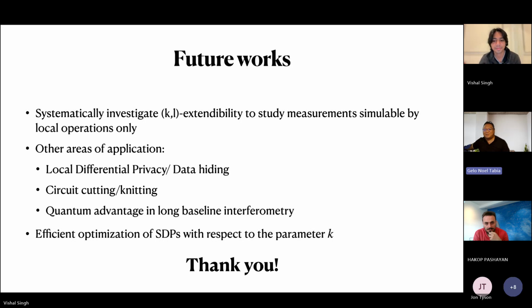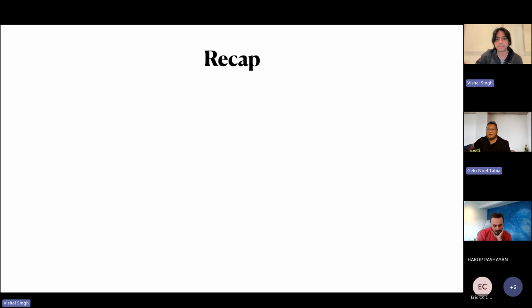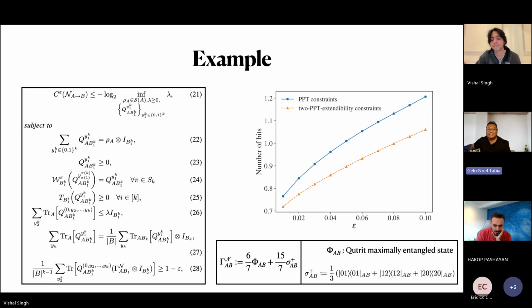Right. Anyone else want to ask questions? Maybe I have one quick question. In this plot that you've shown, I was just curious how long does it take you to do this kind of calculation?